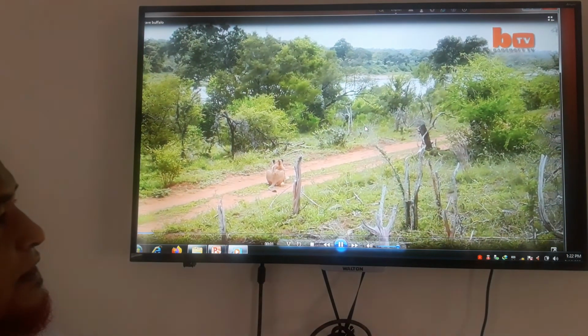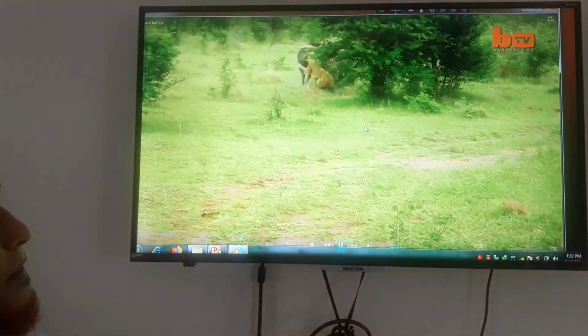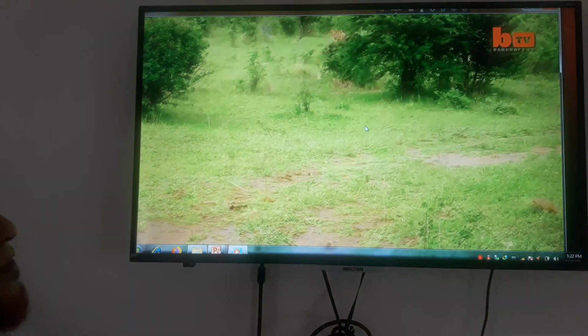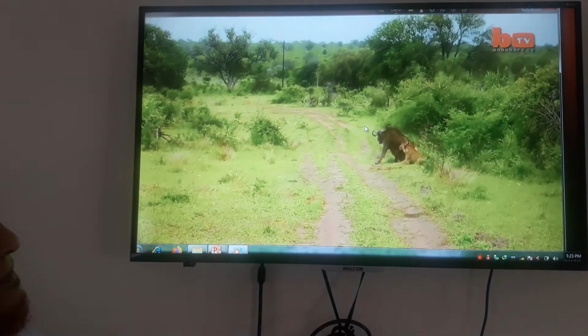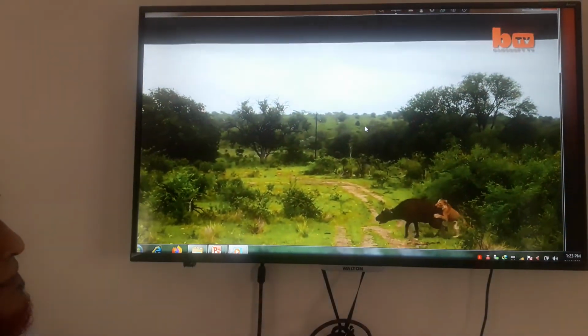Minutes stalking their prey in the Kruger National Park, South Africa. But after bringing down a defenseless buffalo, one lion left itself open to a surprise attack.